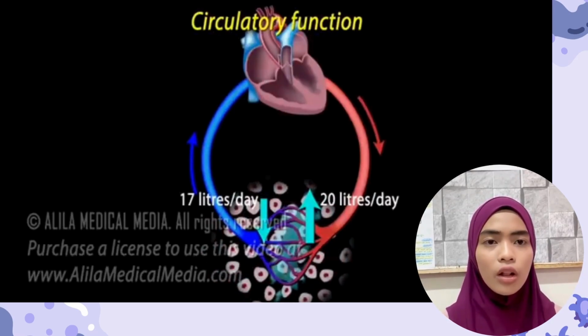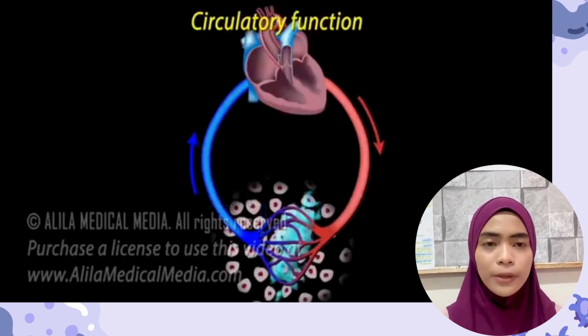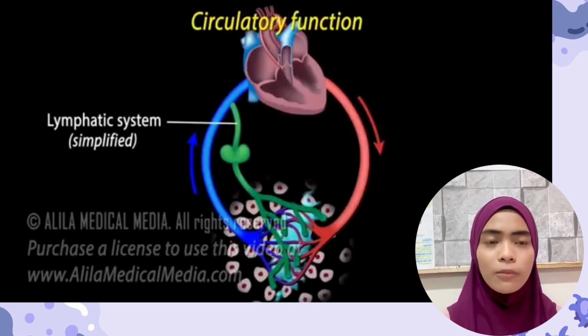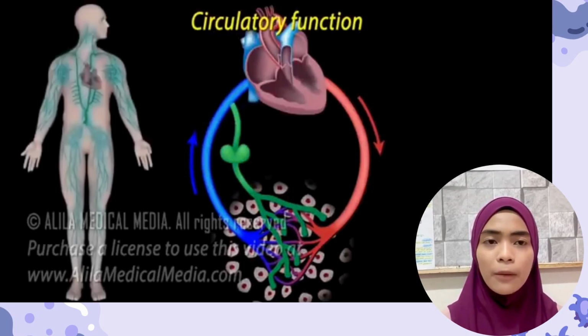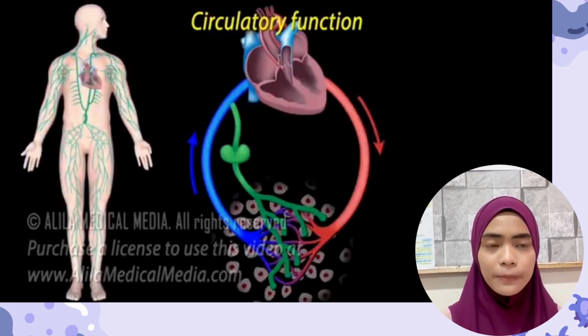However, not all of the fluid is drawn back to the bloodstream at this point. About 15% of it is left in the tissue and would cause swelling if accumulated. This is where the lymphatic system comes into play. It picks up the excess fluid and returns it to the circulatory system.